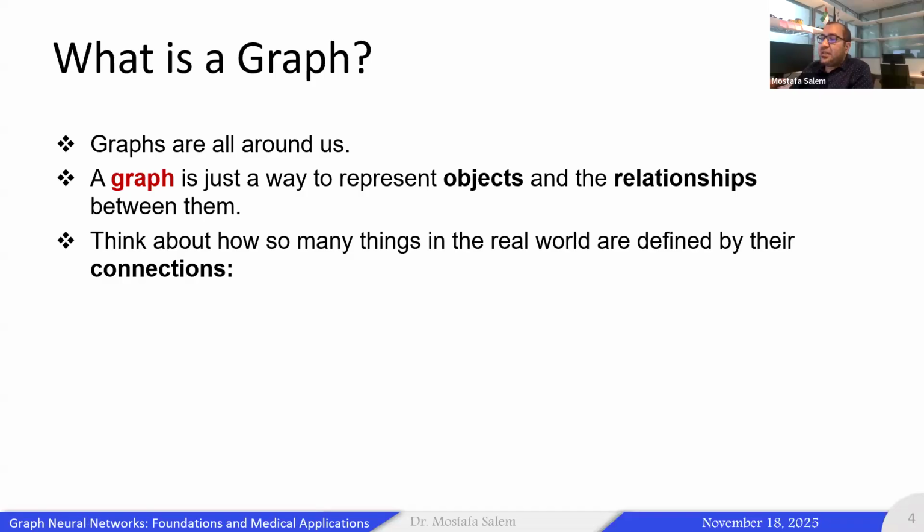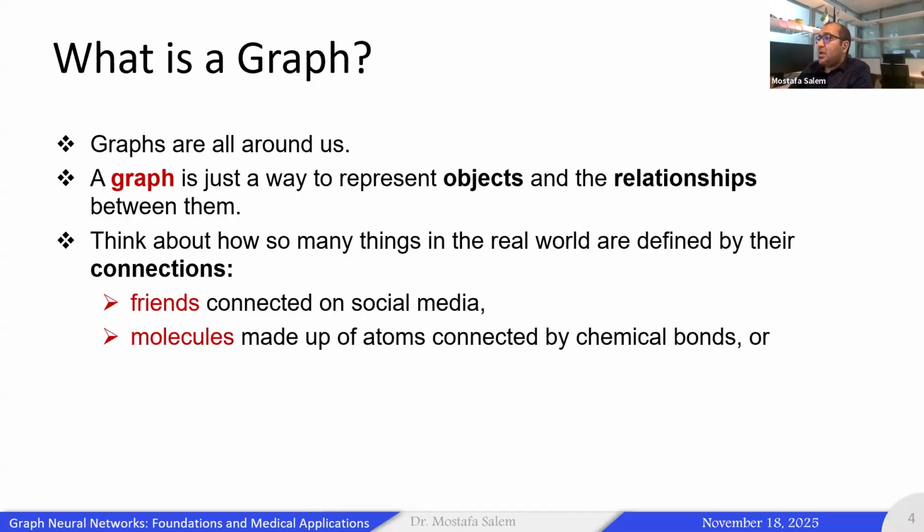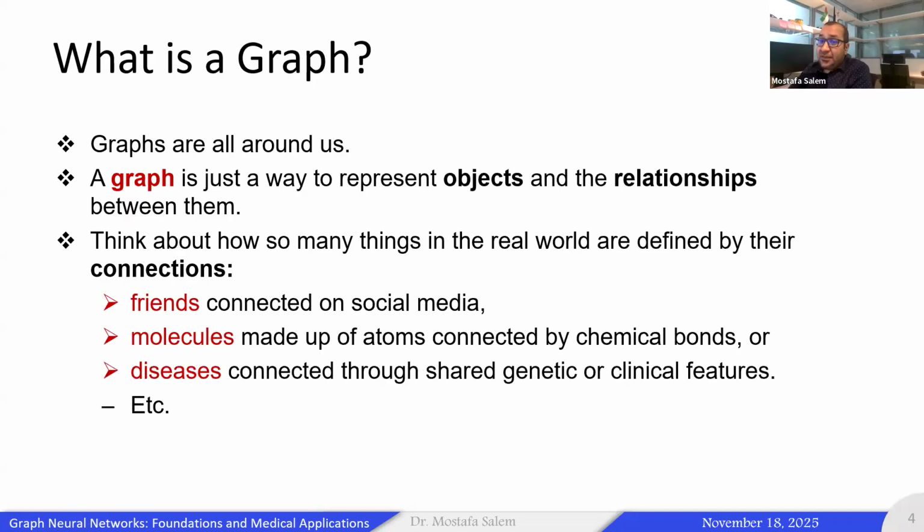Think about how many things in the real world are defined by connections, like friends connected on social media, molecules made up of atoms connected by chemical bonds, or even diseases connected through shared genetic or clinical features, and a lot of examples that can be represented as objects and relationships between these objects.